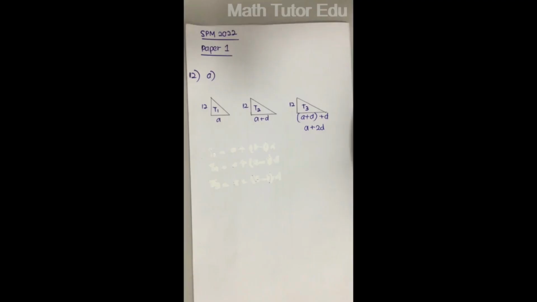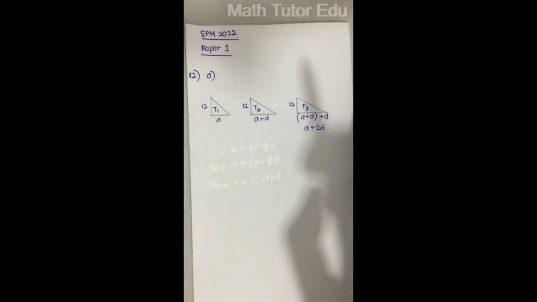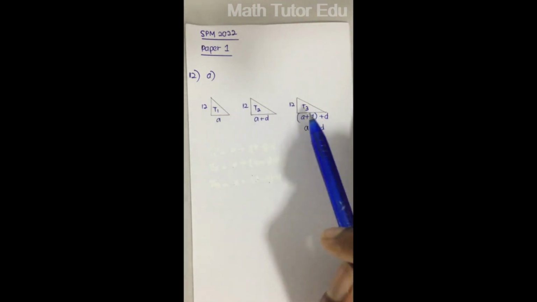Let us begin our discussion for question 12 part A, where we need to derive that the length of the base of the nth triangle is t subscript n equals a plus n minus 1 d. This equation is the formula of arithmetic progression to find the value of the nth term, guys. As you can see here, we have 3 triangles, starting with T1, T2 and T3.